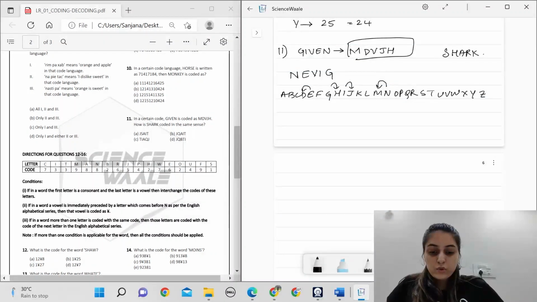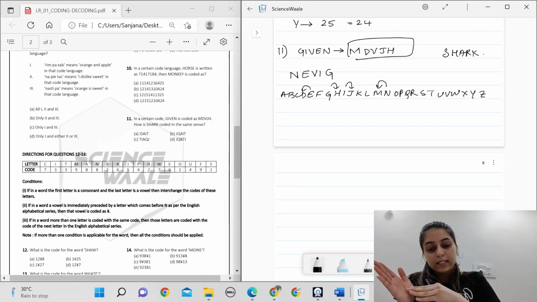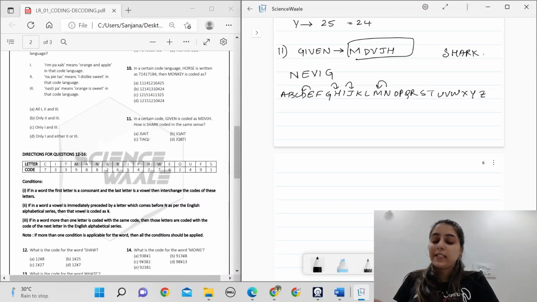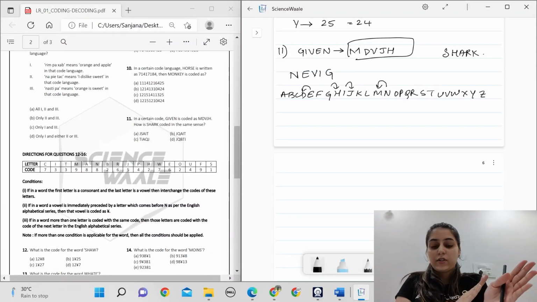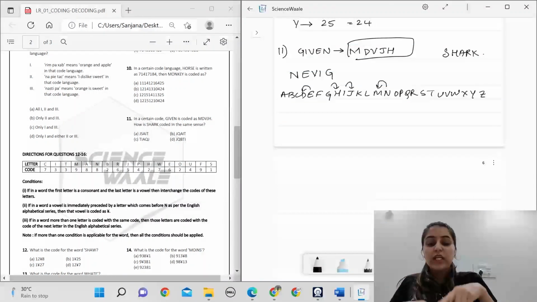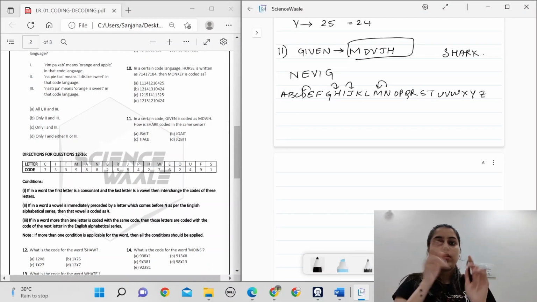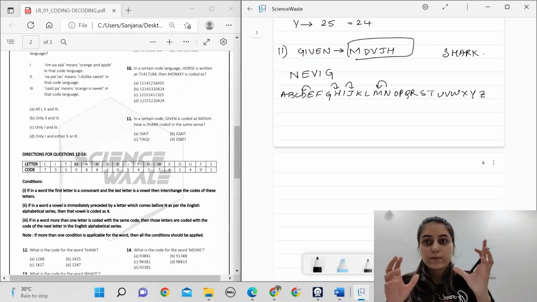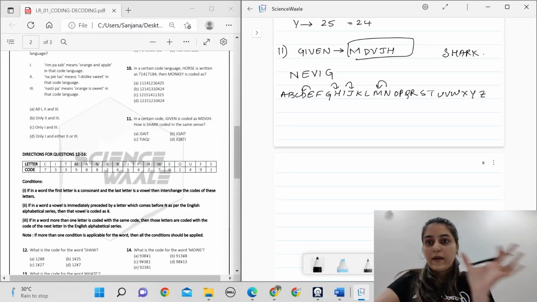So for N, the preceding letter is M. For E, the preceding letter is D. V is written as it is. For I, the succeeding letter is J, and for G, the succeeding letter is H. That's how they have coded the word given.